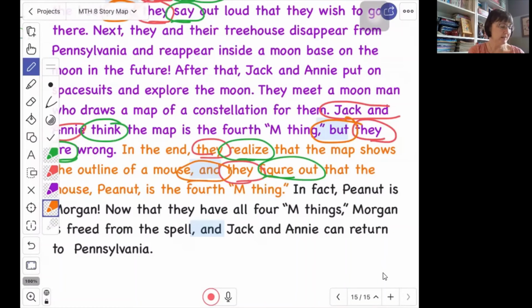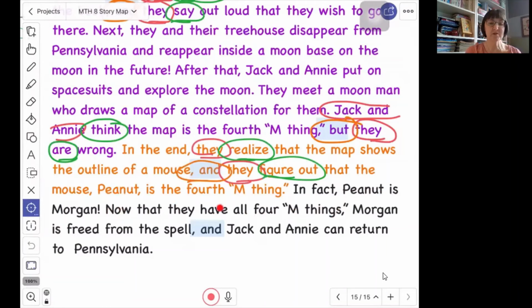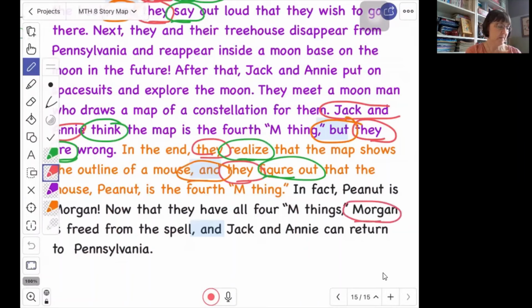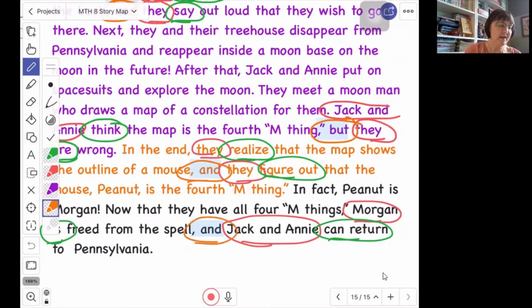And then in our conclusion, Peanut is right here. Now that they have all 4 M things, this is sort of an introduction to the sentence. So it starts here. Morgan is freed from the spell, and Jack and Annie can return to Pennsylvania. So our subject is Morgan, and our verb is. And then in the next sentence, Jack and Annie is our subject, and can return is the verb. So we connect those with comma and. So Morgan is, and then Jack and Annie can return. Morgan is the first, Jack and Annie can return is the second.